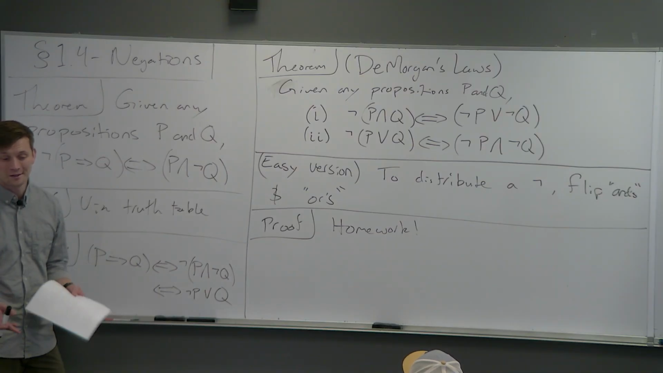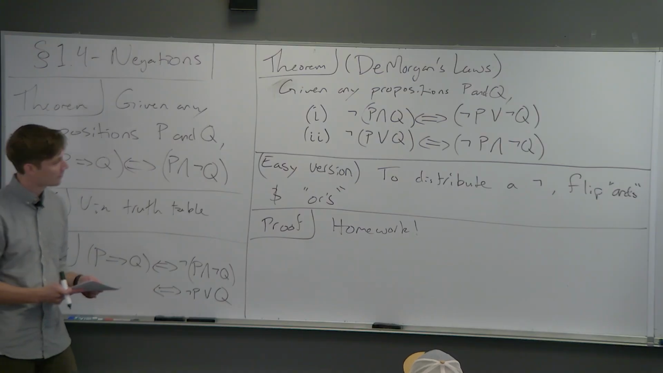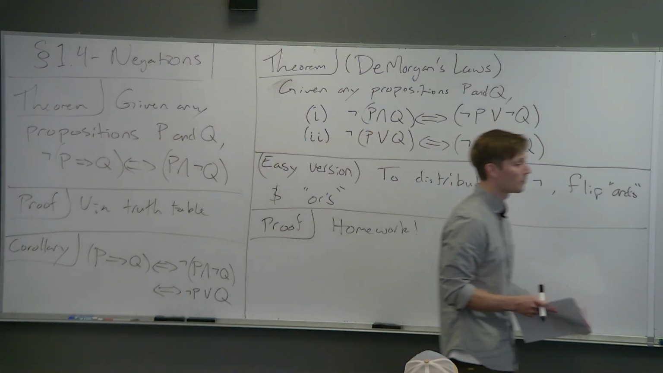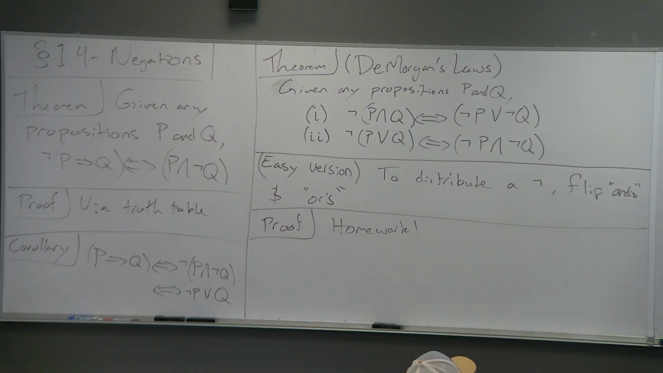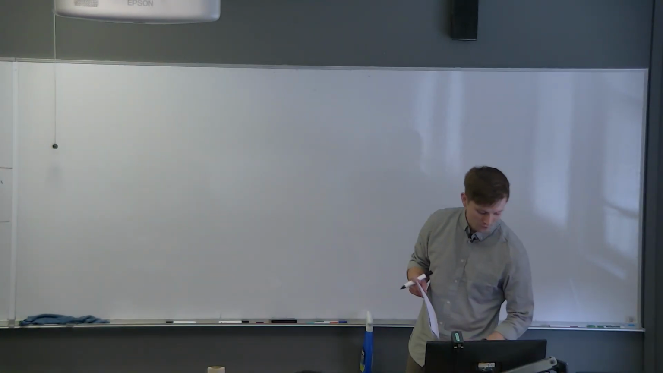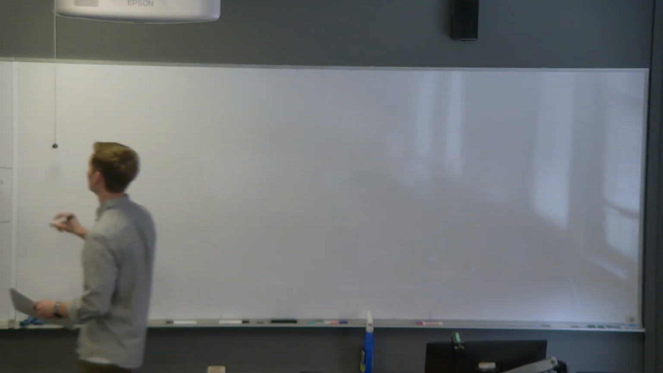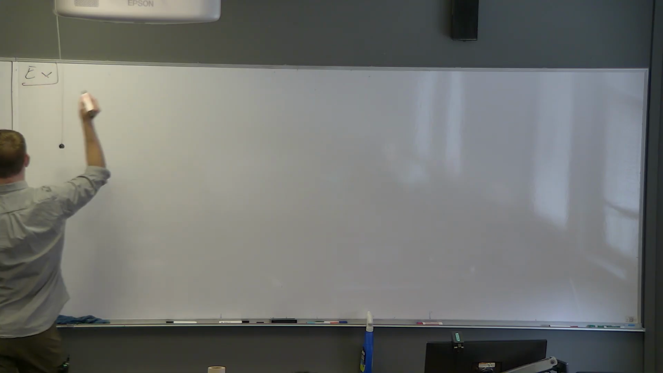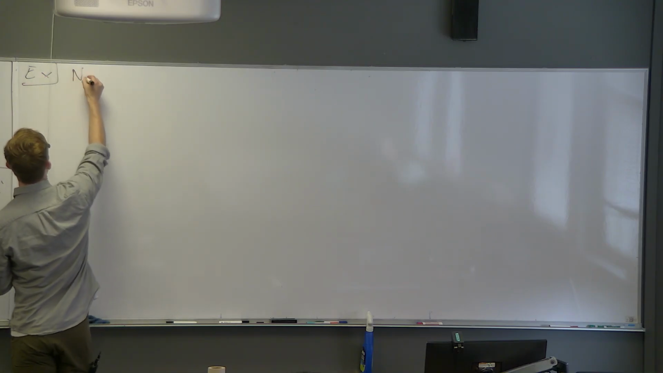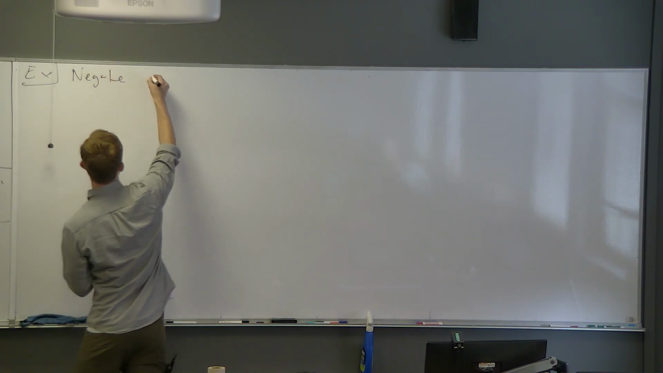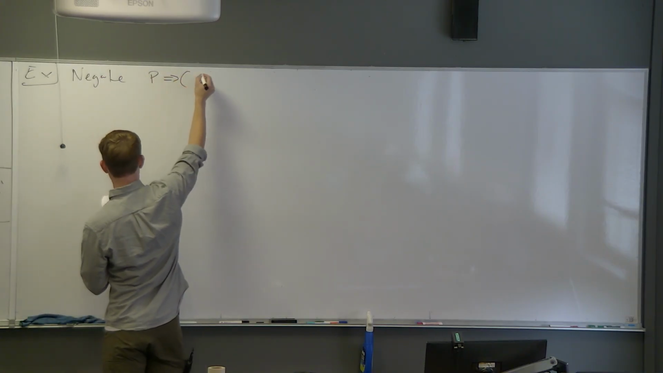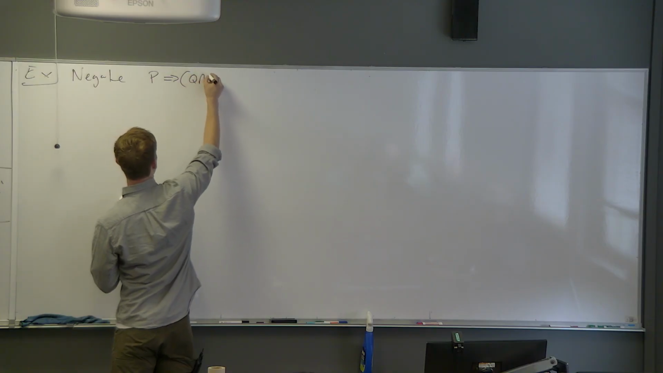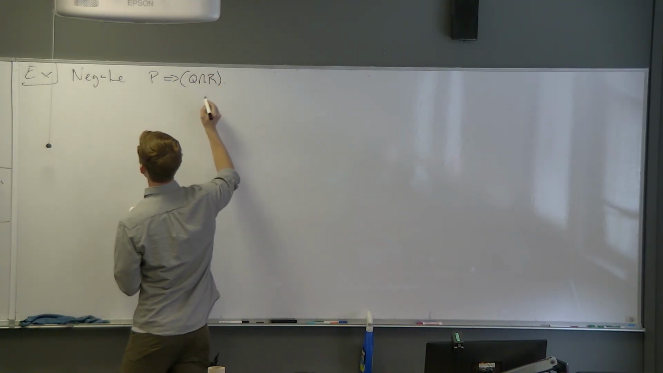Okay, good. So what can we do with all of this? Well, let's get used to using De Morgan's laws. Let's do a few examples. Jump over to the other board here. First example. Negate P implies Q and R. Let's do it.